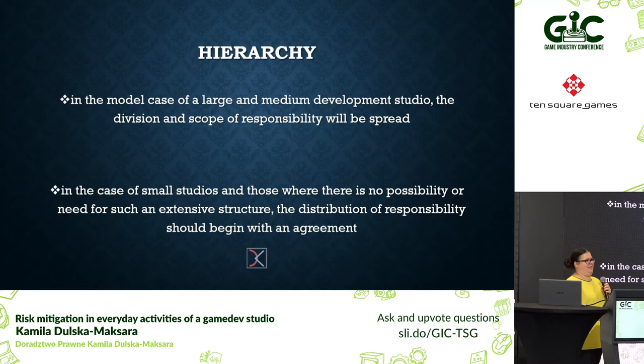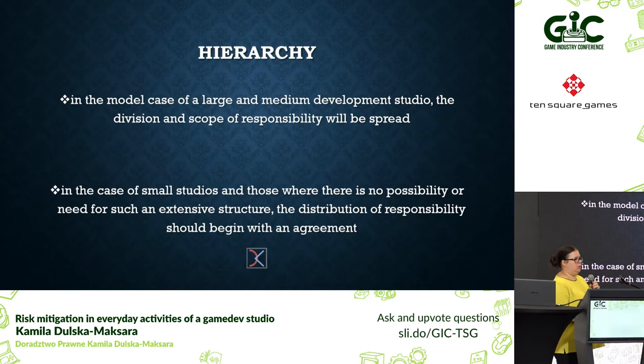So in general, the thing that you need to remember is that the correct hierarchy should be reflected in the contract, regardless of the size of the studio. If you are a three-person studio, if you're a two-person studio, you should also divide your hierarchy. You should also divide your responsibilities, who is doing what, who is paying, for example, taxes, who is creating budget plans, who is creating production plans and stuff like that. It's easier to talk when you know what you are responsible for.